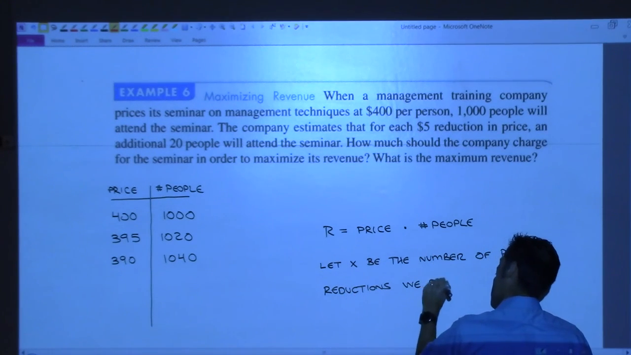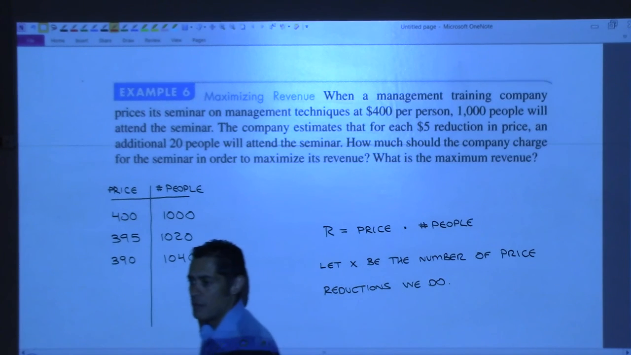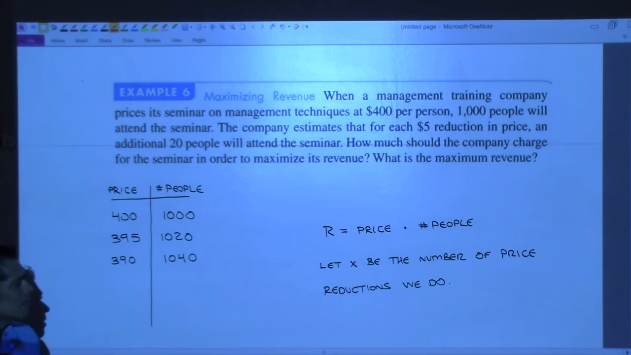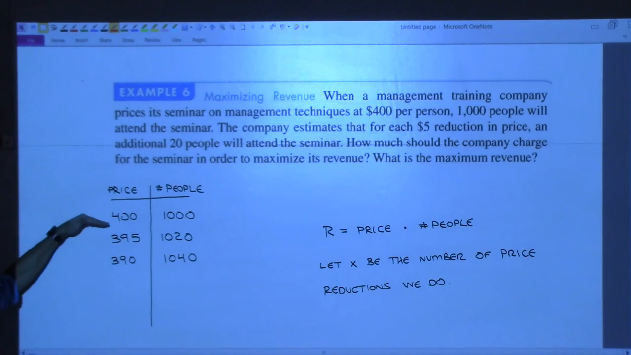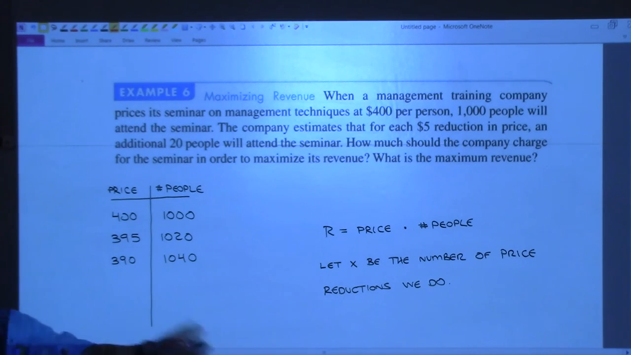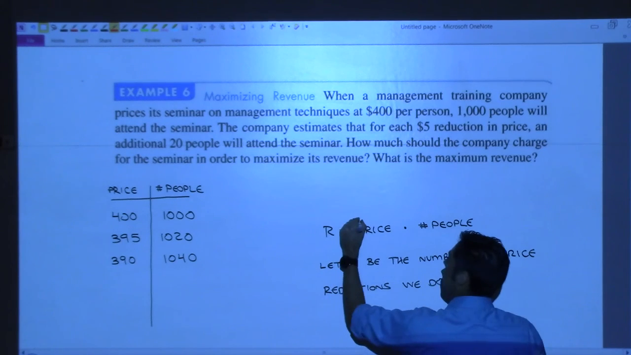we do. All right, so we're the company, right? We're the people throwing the seminar. We want to know how to price things, right? So do we reduce the price by $5? That would be one reduction of price. Or do we reduce the price by $10? That would be two reductions. Or three or four, get it? So the variable in the problem is not how many people are going or what the price is. It's the number of reductions in price we're going to have. Understand? Okay.